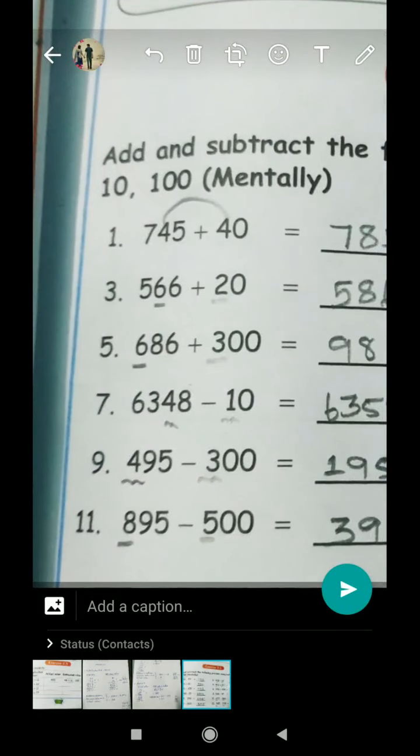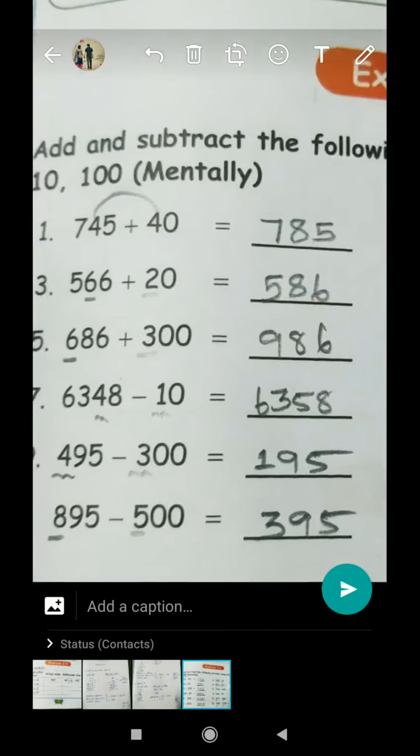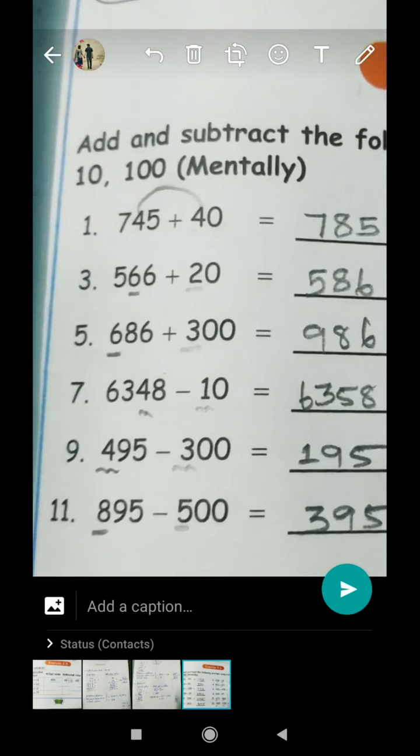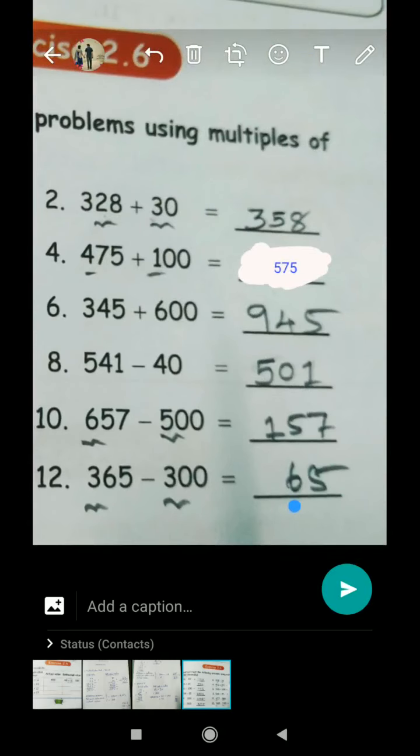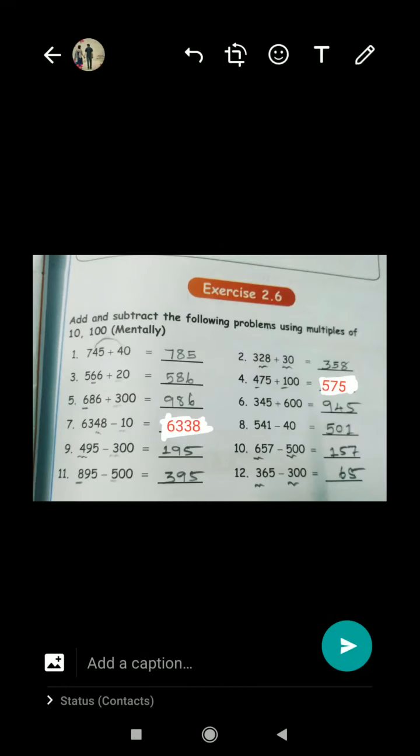Question number 3, 566 plus 20. Here the 1's place is 0. Okay. So no change. So place 6. And look at the 10's place. Here 6. Here 2. So 6 plus 2, 8. So the 100's place, no change. 586. Look at the fourth one. 475 plus 100. This is a multiple of 100. So the 1's place and 10's place, no change. So 7, 5. 100's place only, 4 plus 1, 5. That's all. Question number 5 and 6 for you.